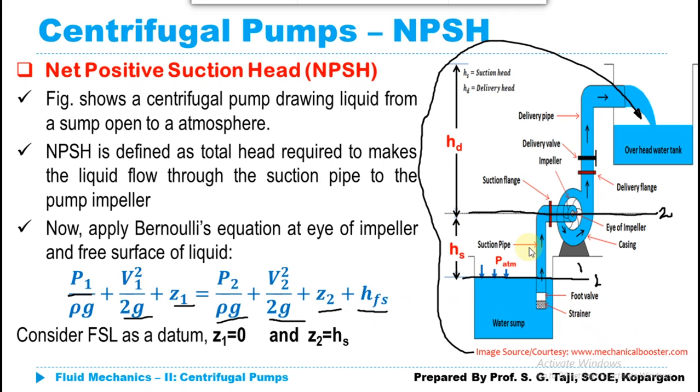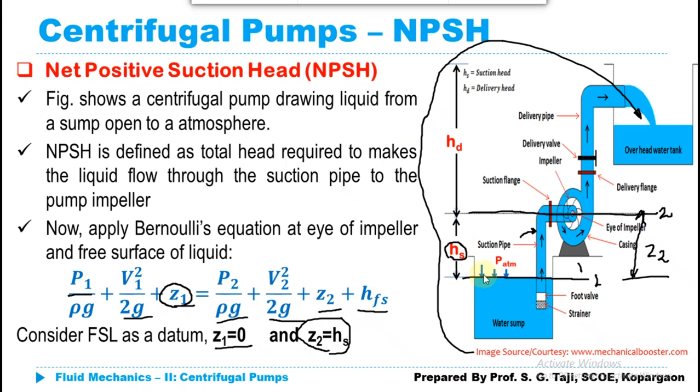And HFS is the losses which take place between section 1 and section 2 when my liquid is flowing from section 1 to section 2. Now if we consider our free surface liquid as a datum, then Z1 will become 0, because we are measuring our elevation with respect to that datum. The elevation of section 2 from this datum line is Z2, and that Z2 will become equal to Hs, that is the suction head.